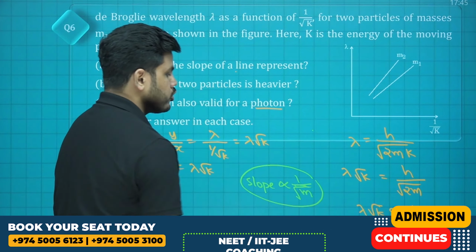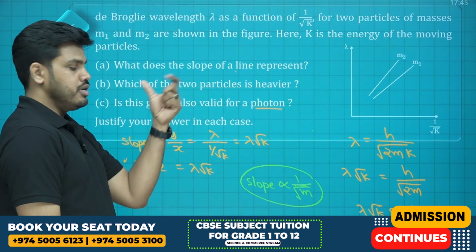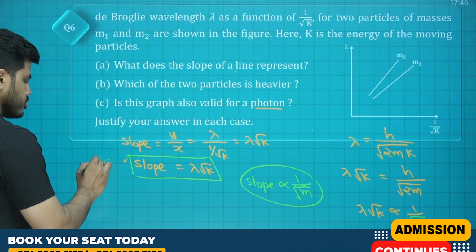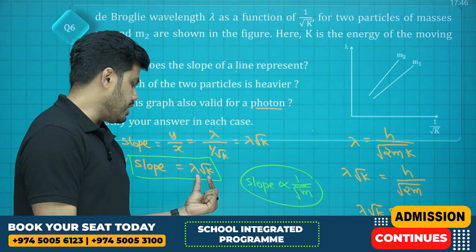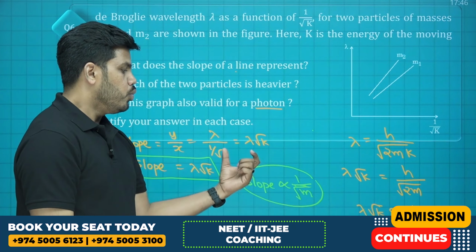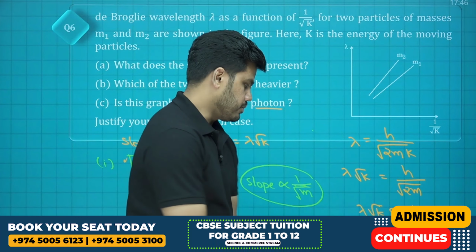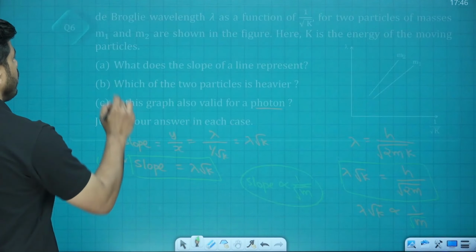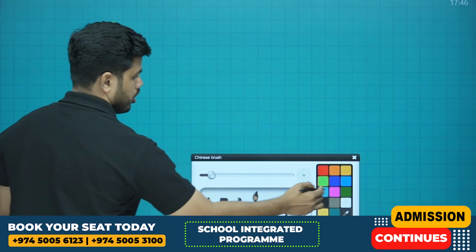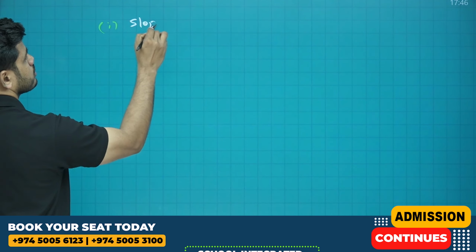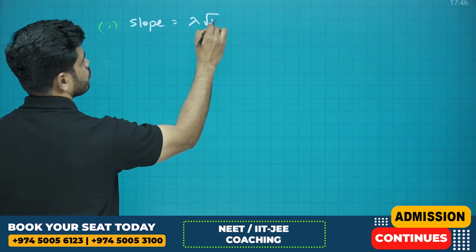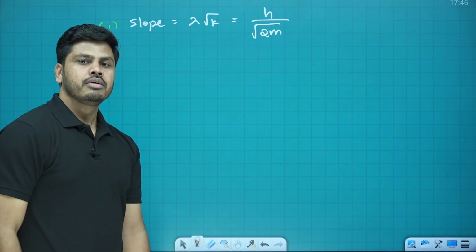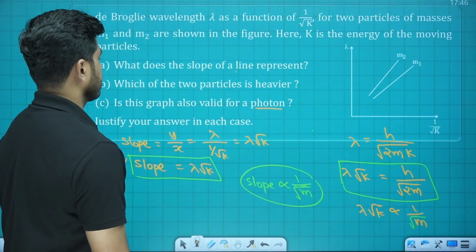So what does the slope signify? That was the first question, and we already answered that part. The slope of the graph is the product of lambda times root of kinetic energy, which is equal to h by root of 2m. This is the answer for the first part of the question. We scored 1 mark. Okay, now look at the second part of the question.